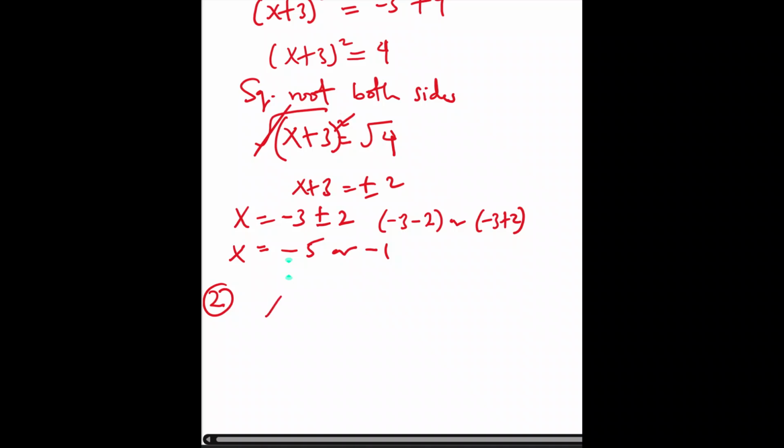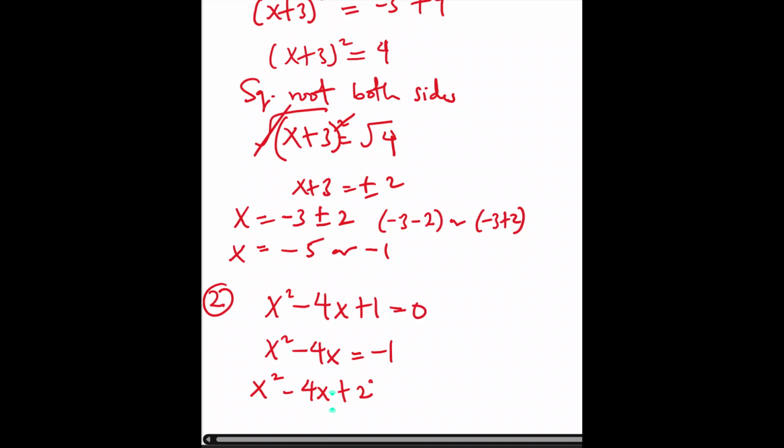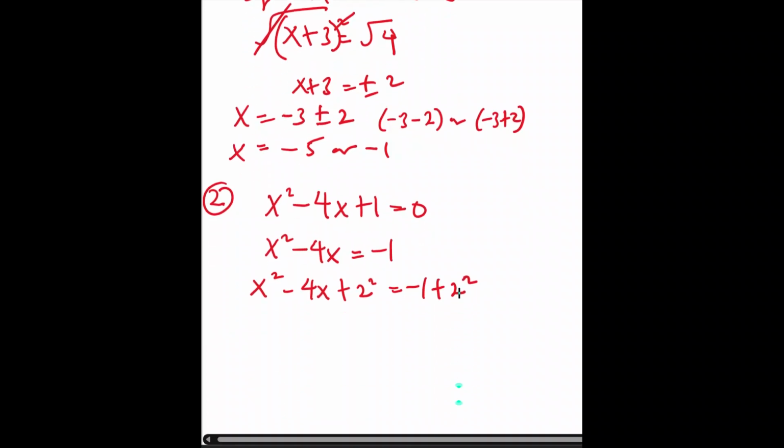So number 2, we have x squared minus 4x plus 1 is equal to 0. So it will be x squared minus 4x is equal to minus 1. Now we are going to find the half of 4. So that will be x squared minus 4x plus, the half of 4 is 2, right? Plus 2 squared is equal to minus 1 plus 2 squared.